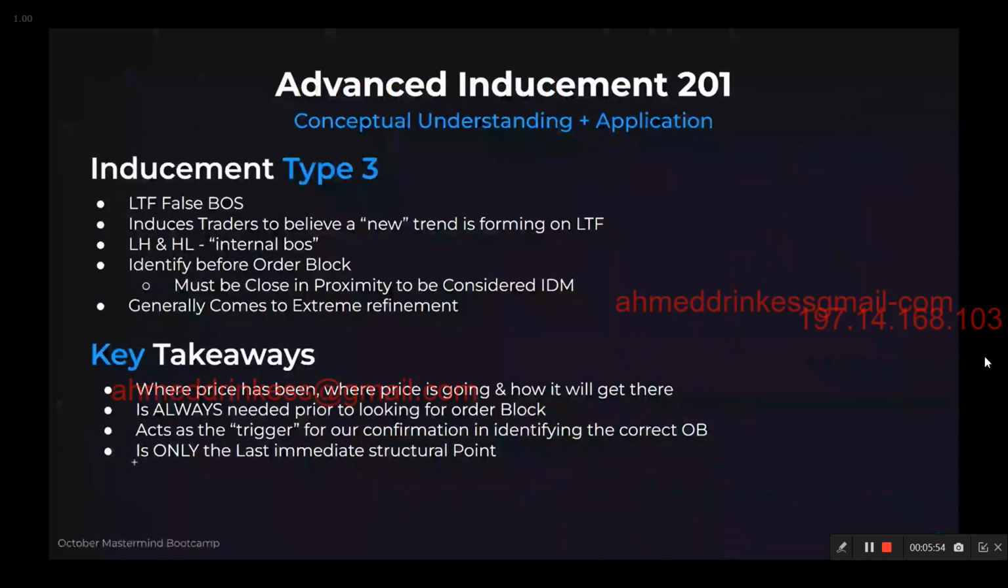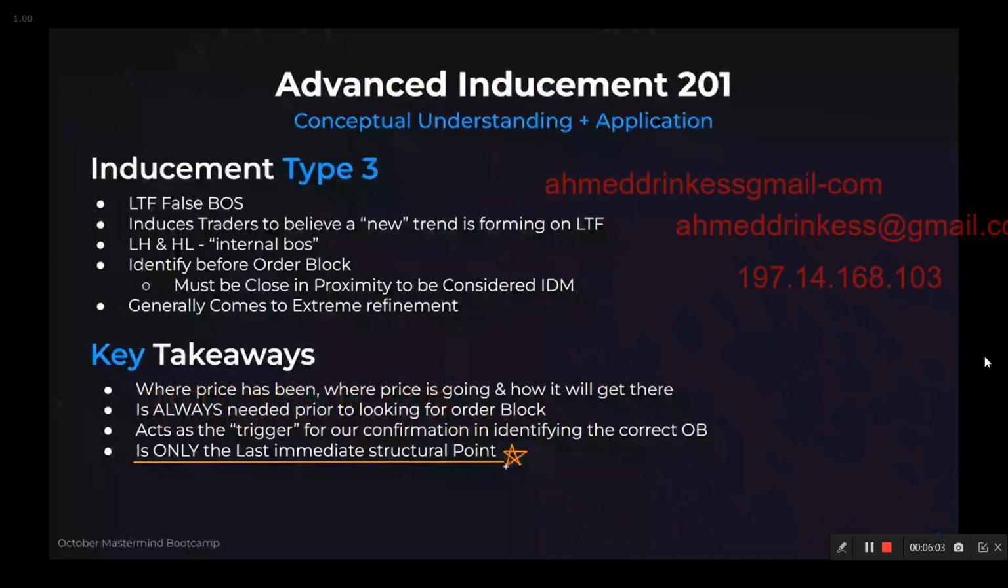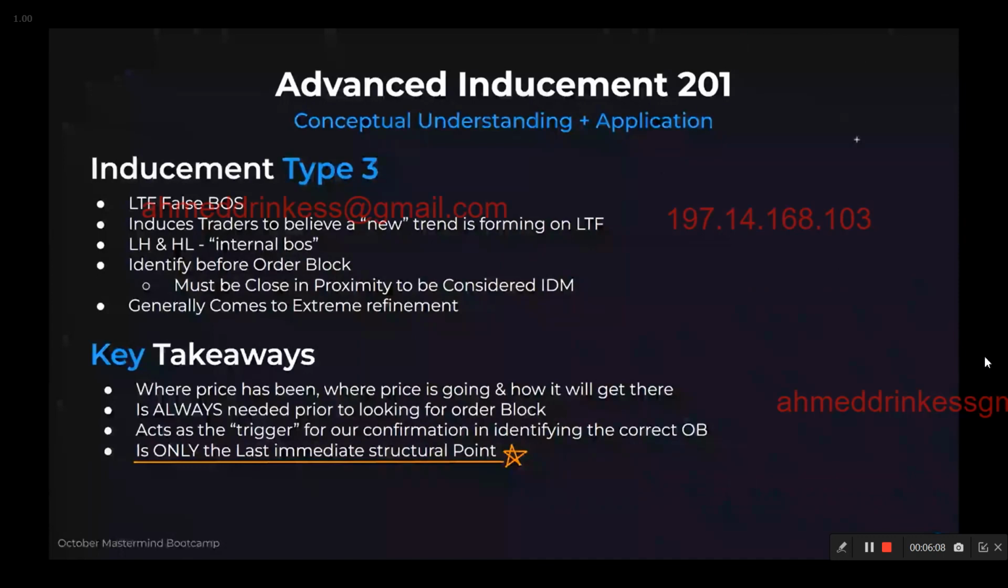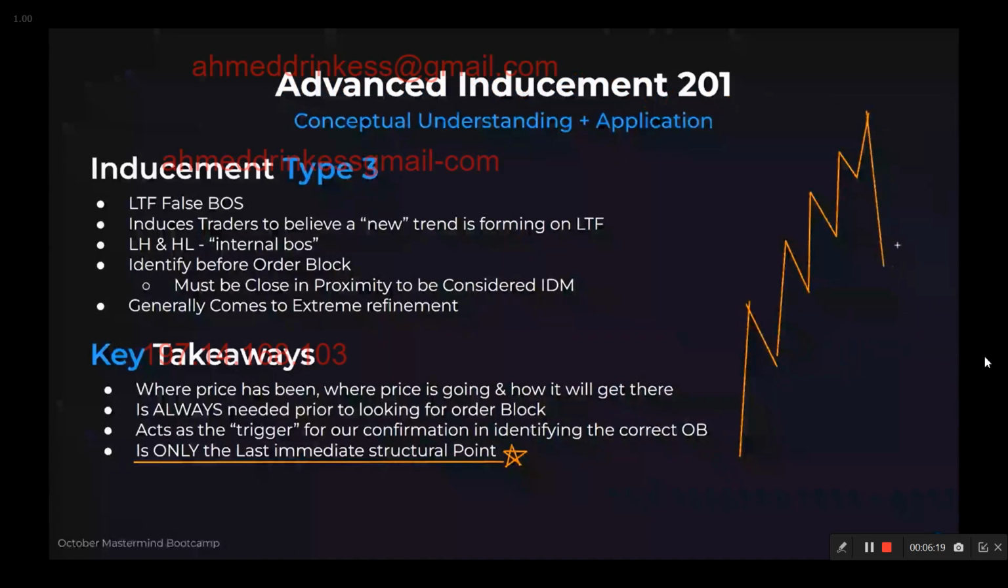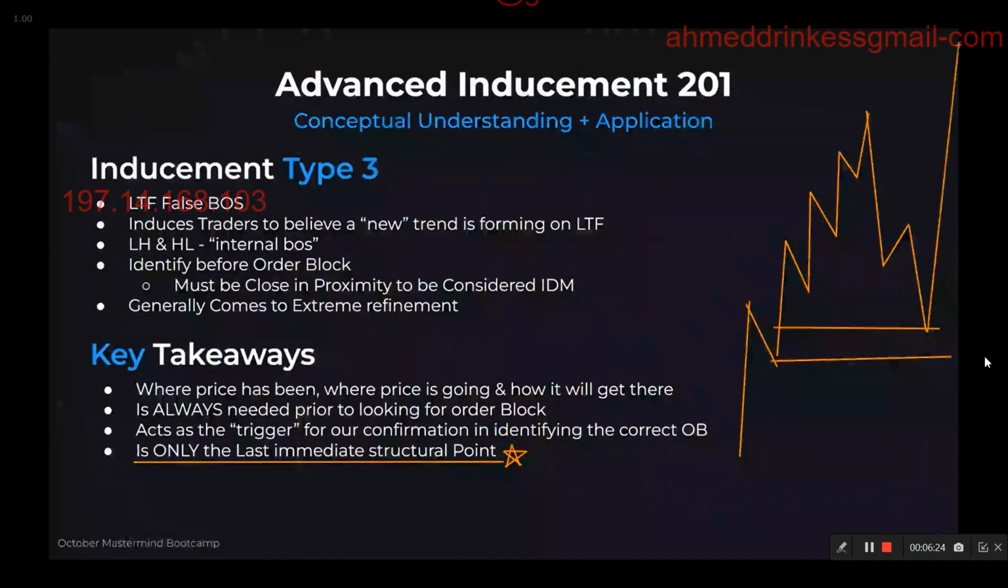Last but not least, inducement is only the last immediate structural point. Even with some current students, I've noticed that a lot of individuals will confuse inducement when it comes to structure. We'll see some examples where you have this, and let's say this ends up being the right order block here. And then we have individuals who will say, this is the inducement.